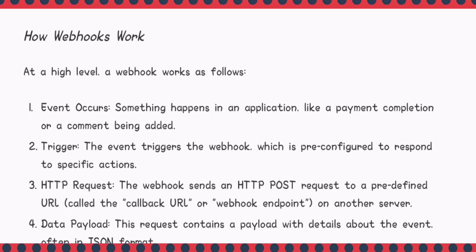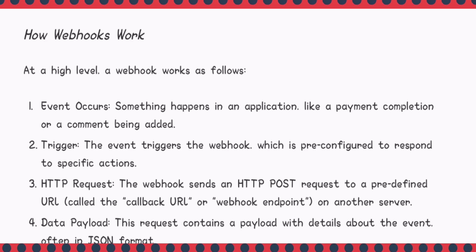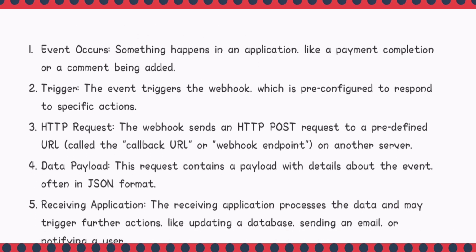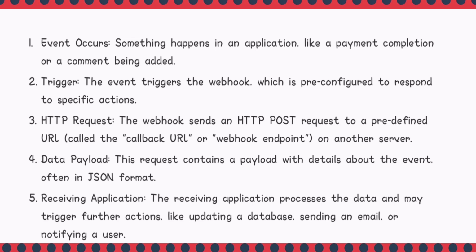How webhooks work. At a high level, a webhook works as follows. 1. Event occurs. Something happens in an application, like a payment completion or a comment being added. 2. Trigger. The event triggers the webhook, which is pre-configured to respond to specific actions. 3. HTTP request. The webhook sends an HTTP POST request to a predefined URL called the callback URL or webhook endpoint on another server.